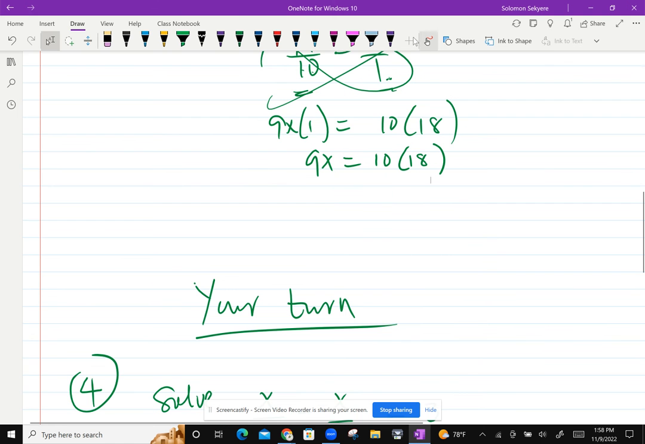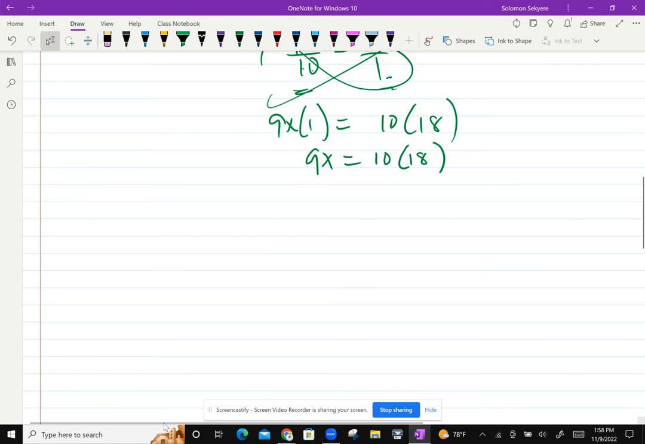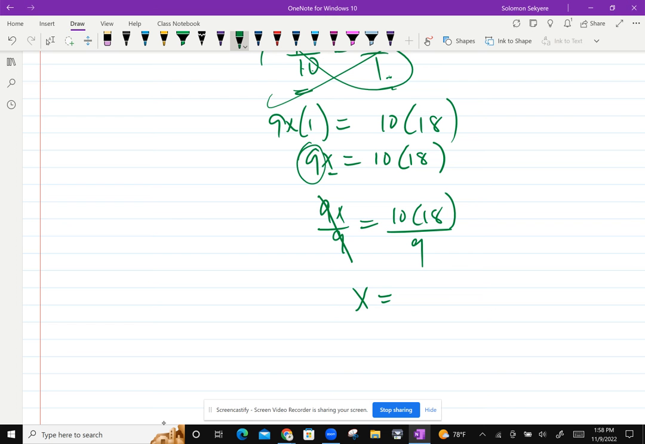And then how do we find our variable? By dividing both sides by our coefficient. 9x over 9 is equal to 10 times 18 over 9. That goes away. x equals, 9 goes here 1, 9 goes here 2. 10 times 2, 20. Problem solved. Got it? This is so easy. I'll be doing more of these videos.